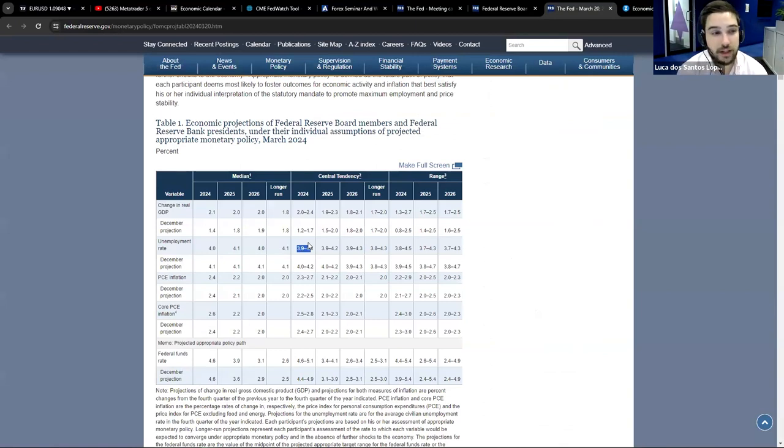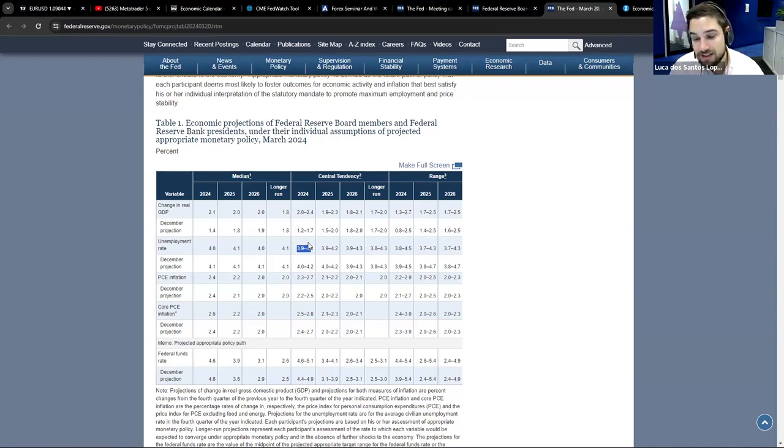Now, PCE inflation, the producers' and consumers' measure: 2.4% in 2024, 2.2 in 2025, and 2.0, and then long run, of course, 2.0 again. So in a sense, they are looking at inflation declining, but continuing to be very sticky into the producer price ending. Core PCE inflation, same stuff. We are looking to go 0.6 percentage points lower than this year in 2026.